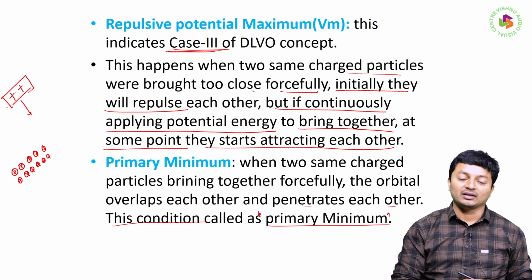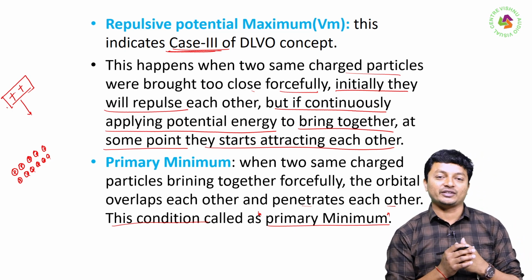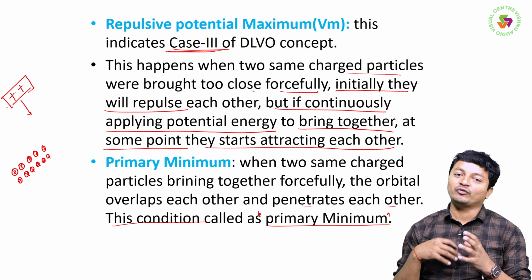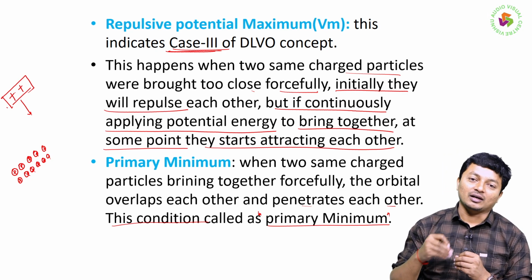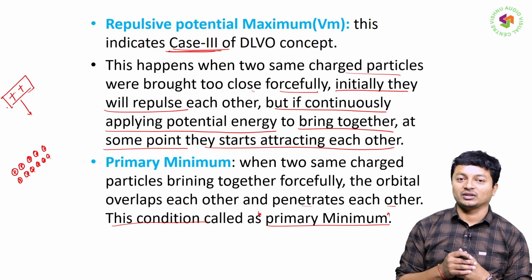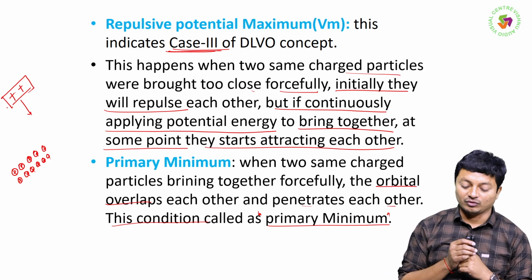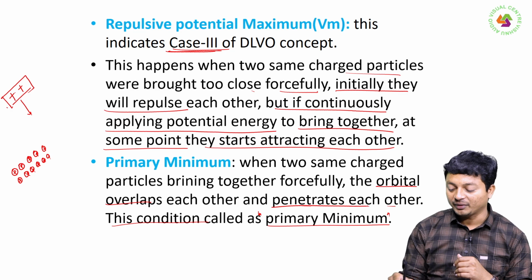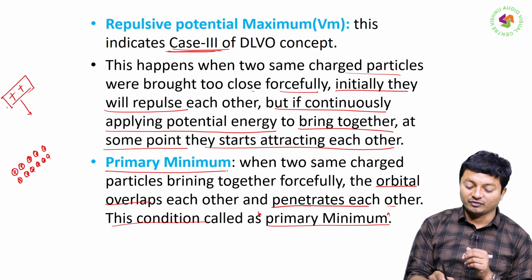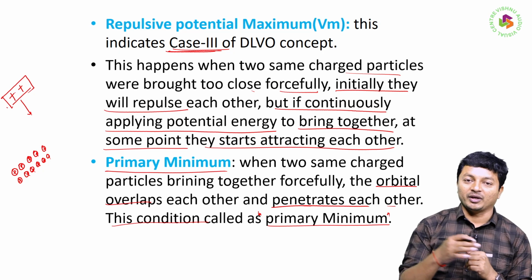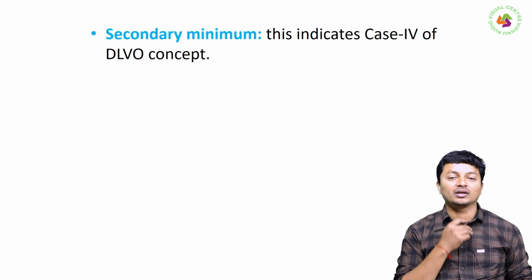We can see it in the graph. Just now we discussed that initially they will repel each other, and at the final stage, as we continuously keep applying the energy, the orbitals overlap and they penetrate each other, and this penetration phenomenon happens at the primary minimum. This condition is known as primary minimum.